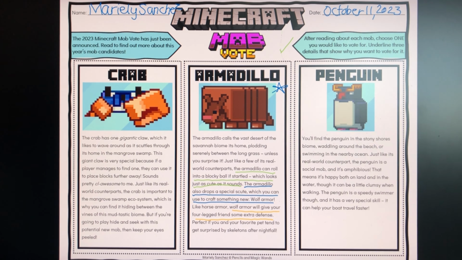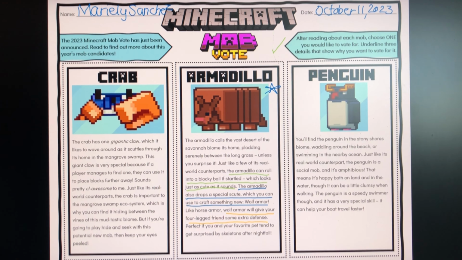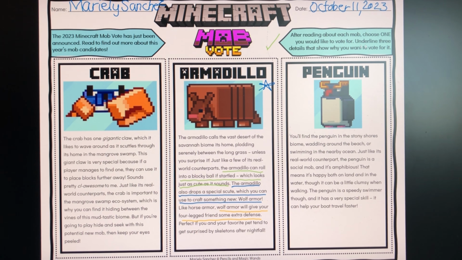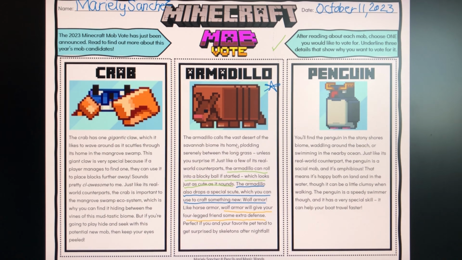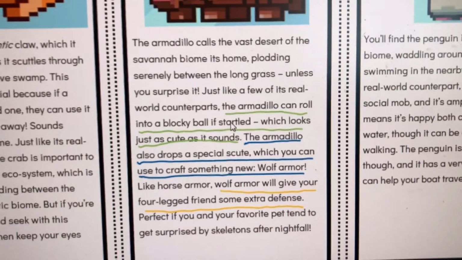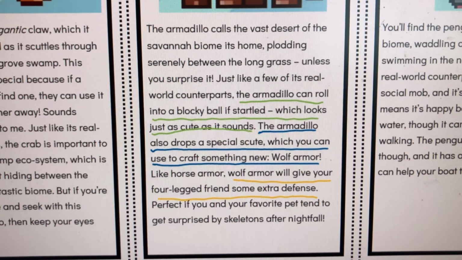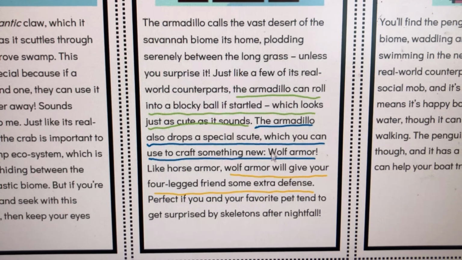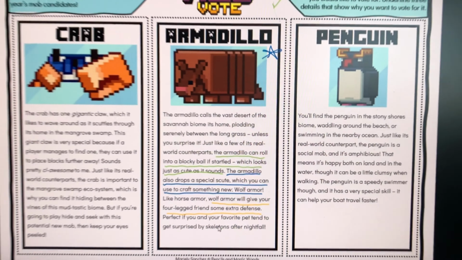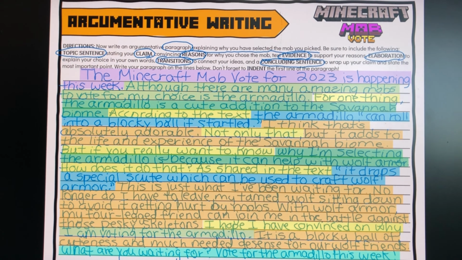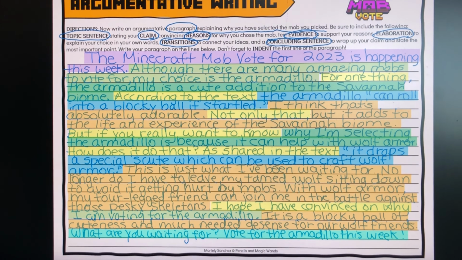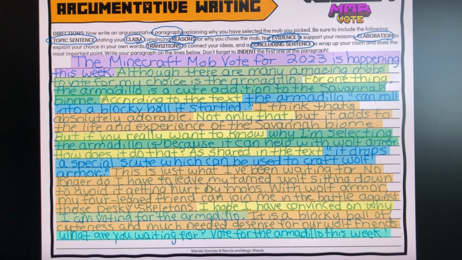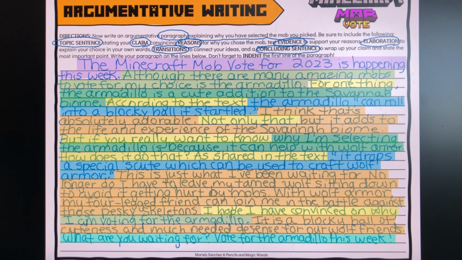Once I knew what the whole class voted for, I went ahead and modeled what I would have done. I have to read each mob and then choose one. So the armadillo, I put a star, and then find 3 pieces of details that support why I want to choose this mob. I had the students help me with this, and I did it in 3 different colors so they can differentiate between the 3 details. Then I wrote this paragraph, which I color coded at the end, just so the students can see the different parts of the paragraph.